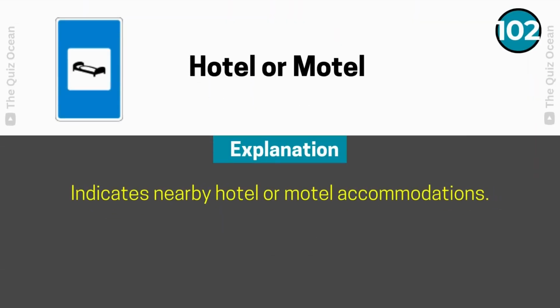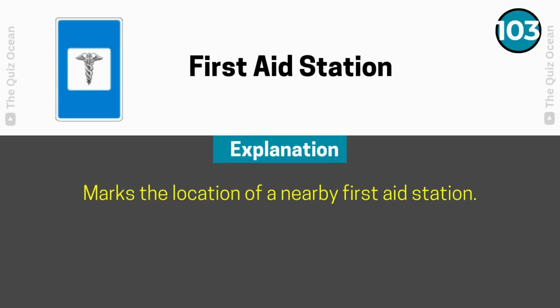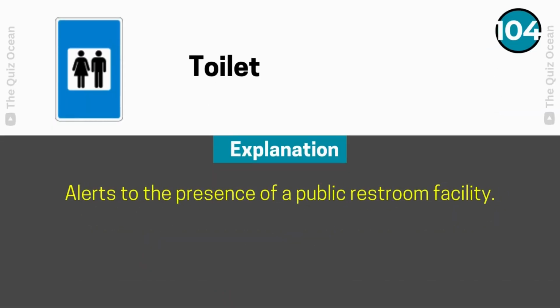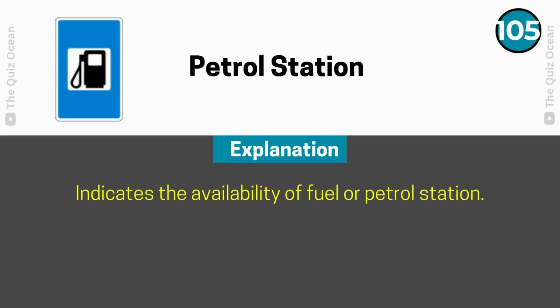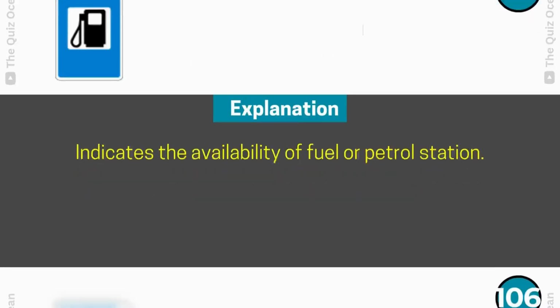Hotel or motel sign. Indicates nearby hotel or motel accommodations. First aid station sign. Marks the location of a nearby first aid station. Toilet sign. Alerts to the presence of a public restroom facility. Petrol station sign. Indicates the availability of fuel or petrol station.